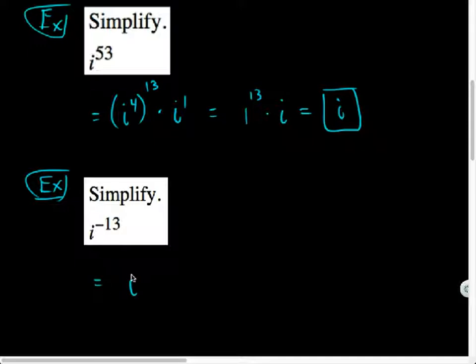So let's figure it out. i to the fourth goes into 13 3 times, or actually better yet, -3 times would give me -12. You agree, right? 4 times -3 is -12, and then plus a negative 1.